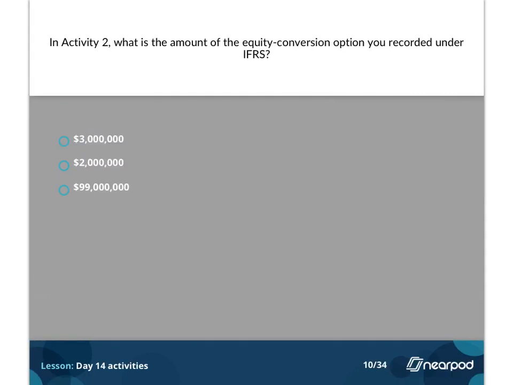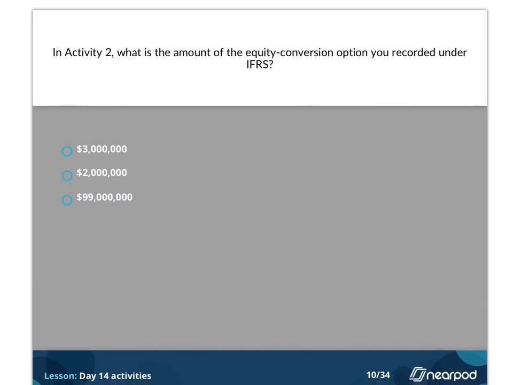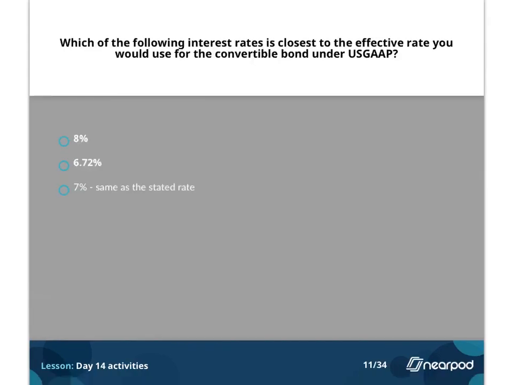In this activity 2, this quiz question is what was the conversion option worth? And here we calculate that to be the $3 million. And then which would be the closest to the rate for U.S. GAAP? Well, the stated rate was 7, and I told you the effective rate is lower. So if you do that on your calculator, you should get a number close to 6.72. It's 6.719 something, I believe. So there you go, answer two.